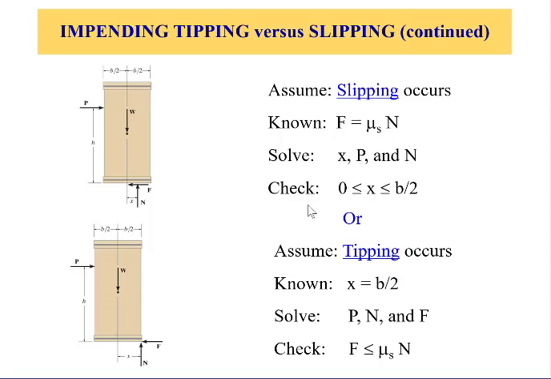Now we always have to check the slipping condition, which we said is that x must be located within the halfway of this geometry. For tipping to occur, we always must assume that the tipping happens at the corner. If we do that, we solve for the unknowns P, N, and F, and then we check if the force that we computed is less than the maximum, and if it is less, then tipping will take place.